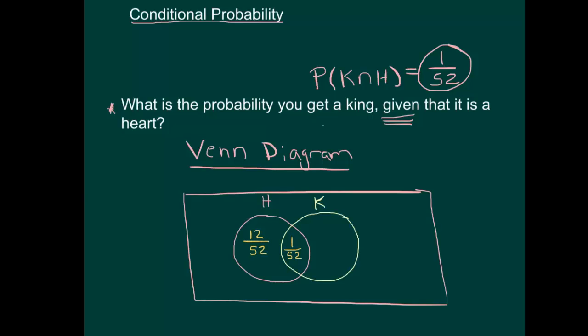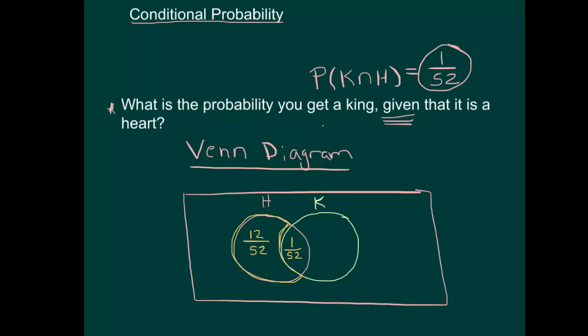So in this pink but not yellow region that I'm circling, that's getting a heart that's not a king. There are 12 hearts that aren't kings, so that probability is 12 out of 52. But now you can see that if you add up both those probabilities in the pink circle, you get 13 out of 52, which is what we want for hearts.